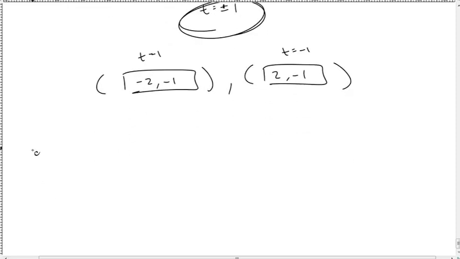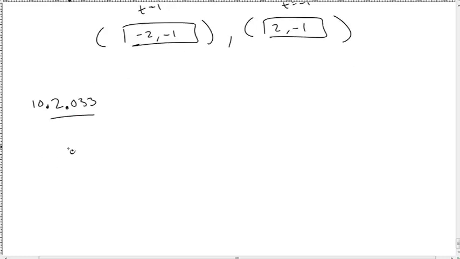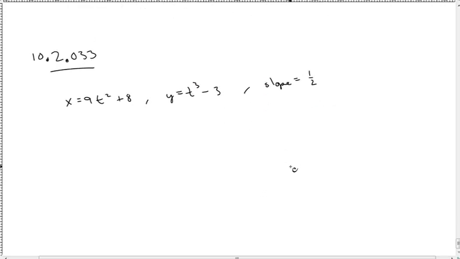Okay, next question. So I got 10, 2, 0, 3, 3. I got x is equal to 9t squared plus 8. And I got y is equal to t cubed minus 3. And it says, when is the slope equal to a half? Find out where that is.